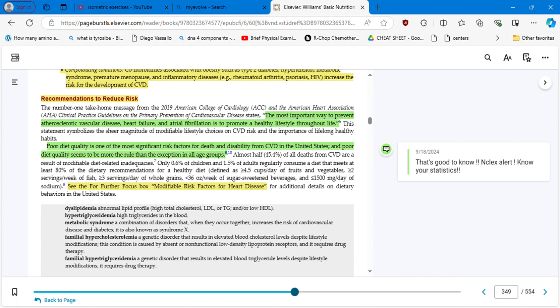NCLEX alert. Poor diet quality is one of the most important risk factors for death and disability from CVD. Poor diet. You are putting the food in your mouth, so you are causing the condition. Poor diet quality is one of the most important risk factors for death and disability from CVD in the United States, and poor diet quality seems to be more the rule than the exception in all age groups.